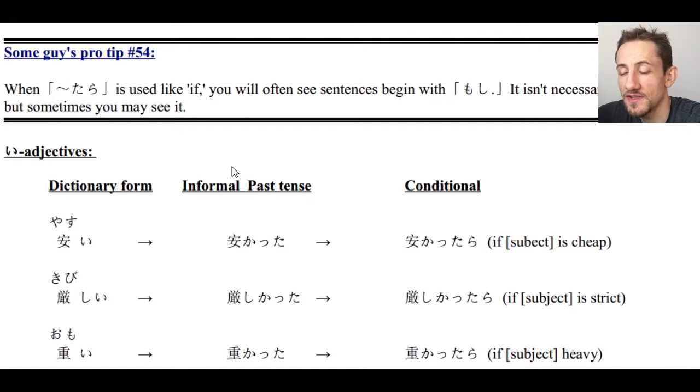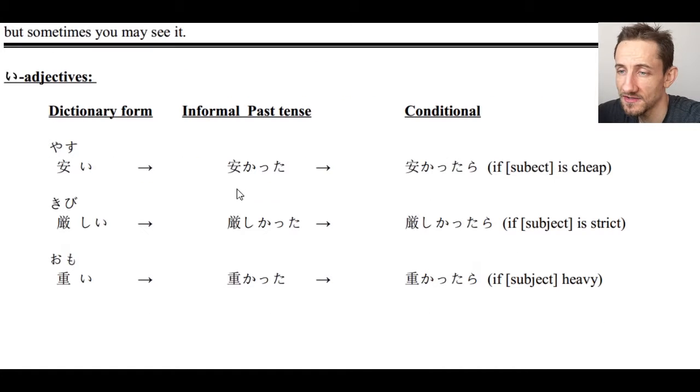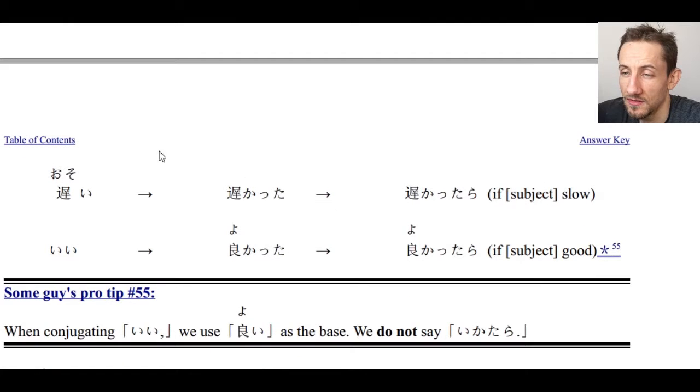So like I said before, this structure isn't only limited to verbs. We can also use our adjectives. So here we have the i-adjectives. To form this, it's the same. We conjugate it to the past tense and just add ra. So we have yasui, yasukatta, yasukattara. If it's cheap or when it's cheap. Kibishii, kibishikatta, kibishikattara. Strict. Omoi, omokatta, omokattara. If it's heavy. Osoi, osokatta, osokattara. If the subject is slow. And the last one, yokatta, yokattara.